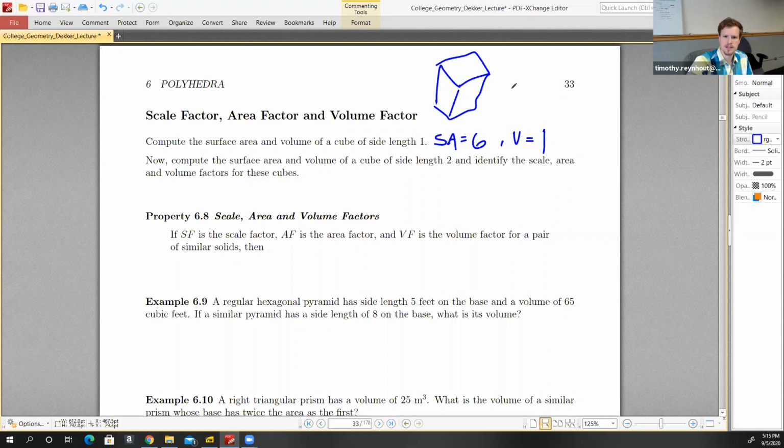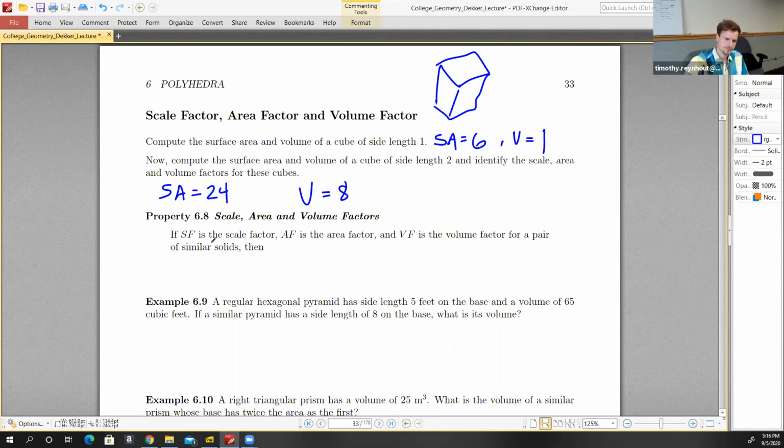Now let's do the same thing where the dimensions of the cube are 2, so all the side lengths are 2. So now each face, each side, has a surface area of 4. 4 times the 6 faces, so the surface area would actually be equal to 24 in this case, right? 4 times 6 is 24. And then the volume would be equal to 2 times 2 is 4 times 2 is 8.